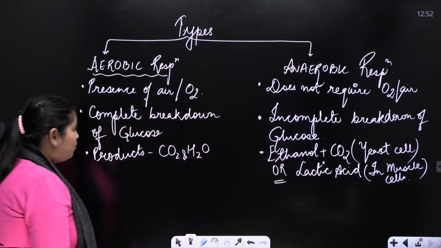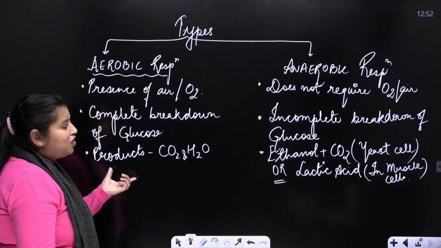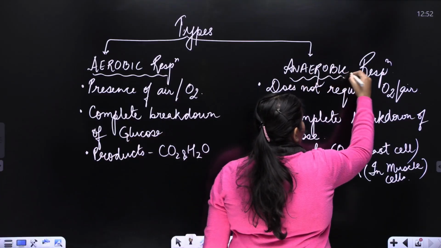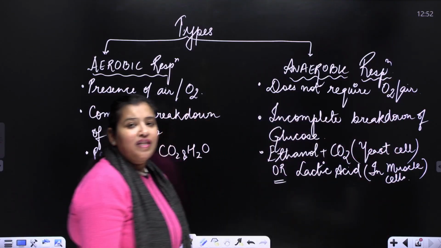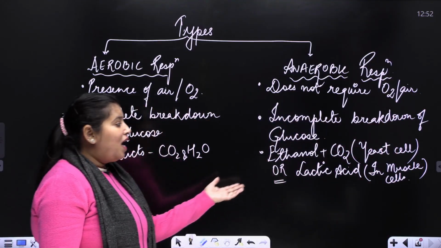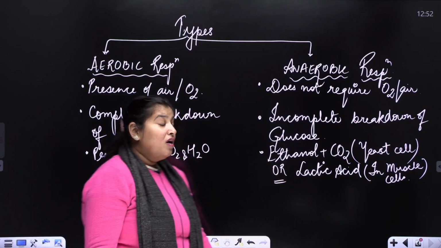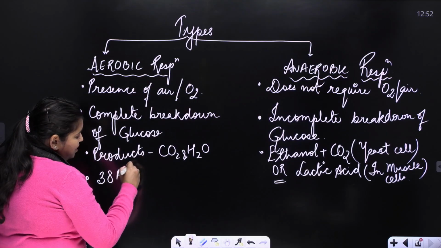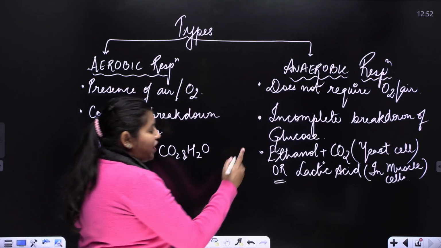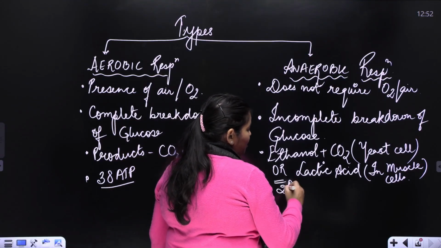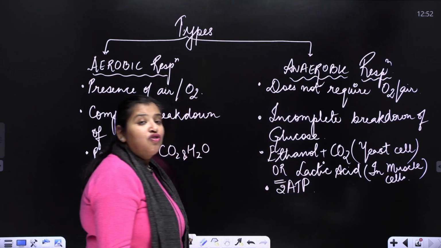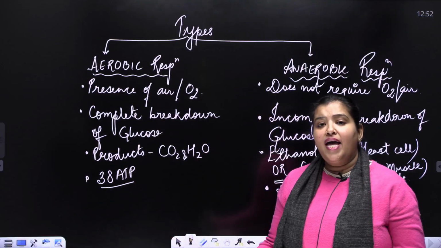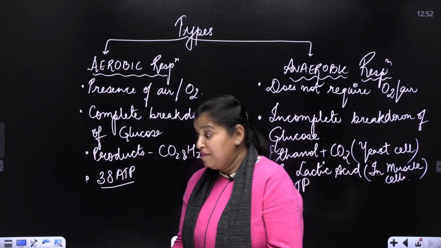For now, you need to know that the products of aerobic respiration are carbon dioxide and water, and for anaerobic respiration, the products are, if it is a yeast cell, ethanol or ethyl alcohol and carbon dioxide, and in muscle cell, it is lactic acid. Now, what energy is generated? Yes, here we get 38 ATP as the energy. But in case of anaerobic respiration, the amount of energy is very little. It is just 2 molecules of ATP which are released during this process of anaerobic respiration. I hope I'm clear till here.